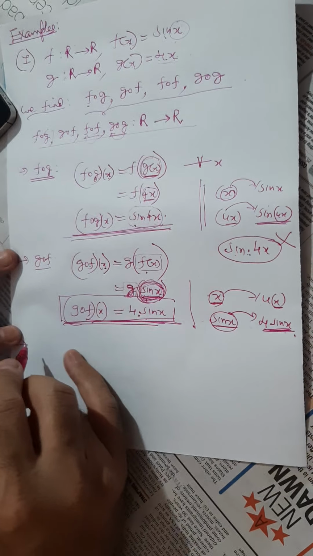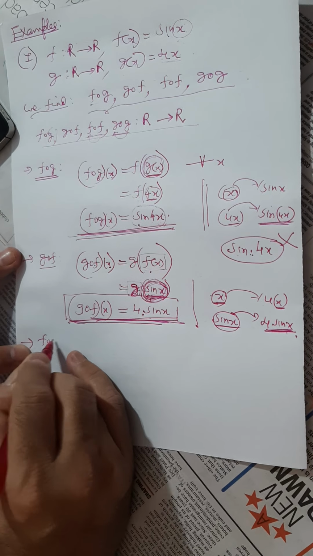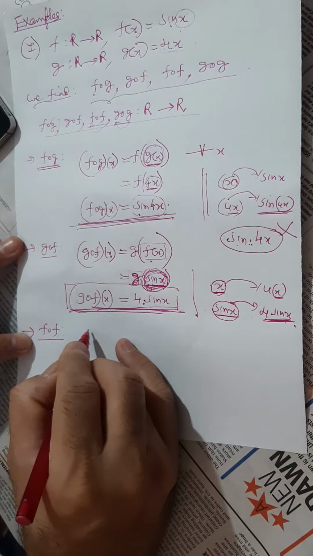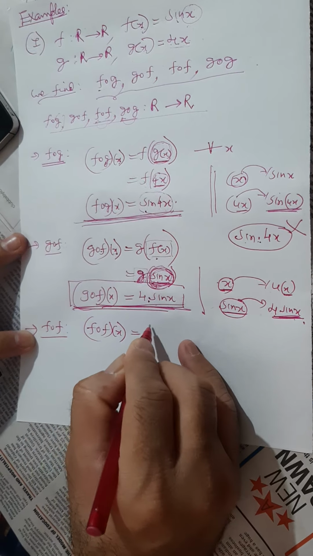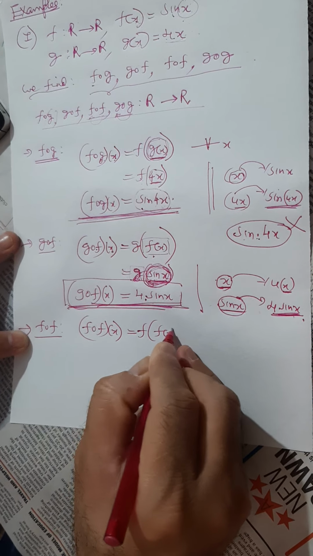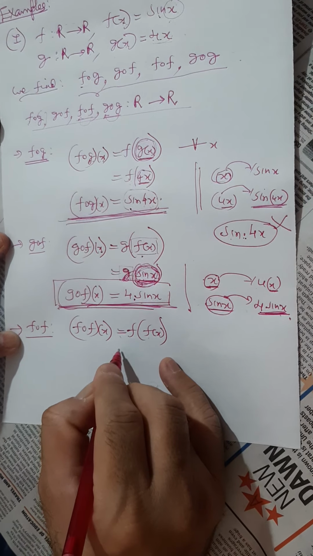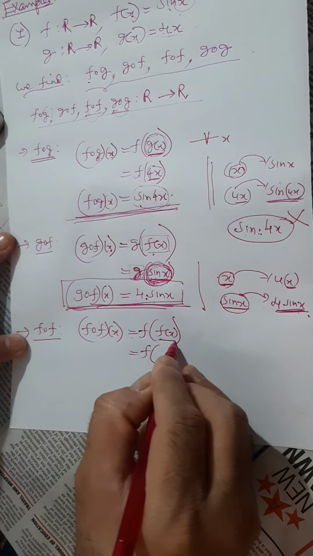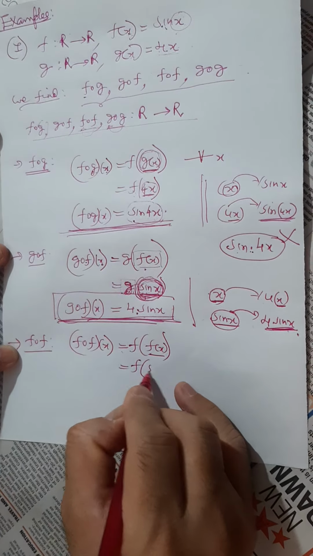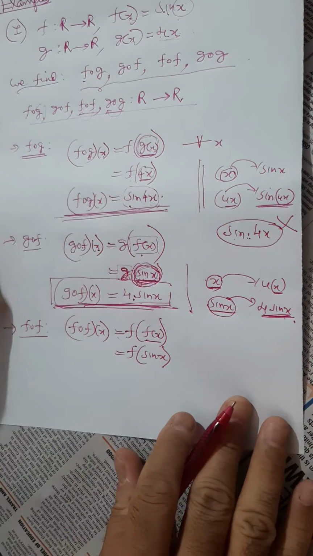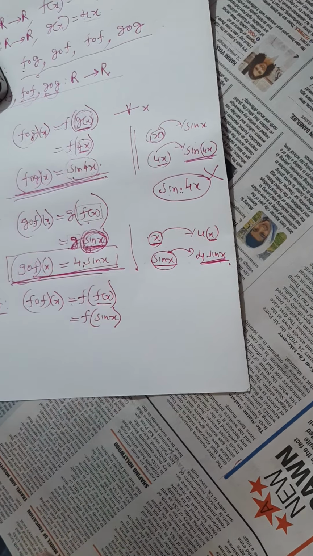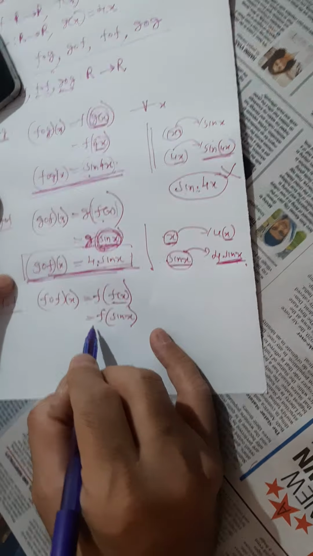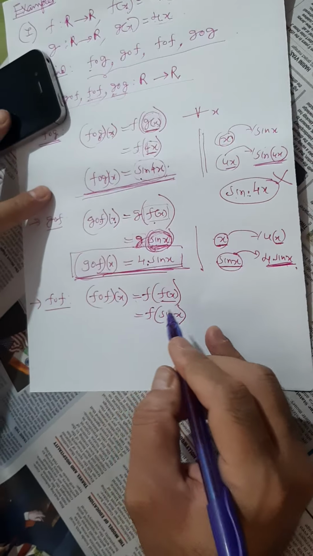Let us go for now f of f. So one by one, same function. So f of f x, application of same function twice. Now what is f x? It is sine x. f x is nothing but sine x. Now again f.